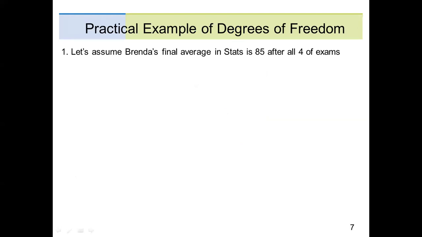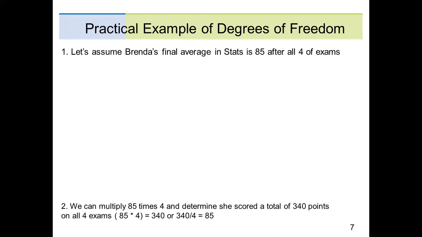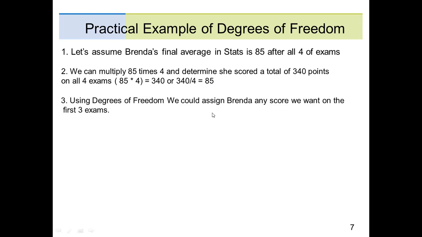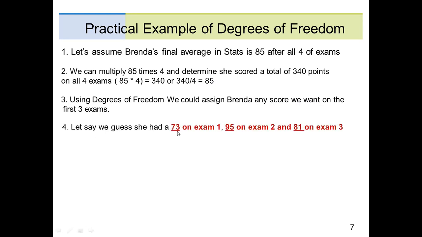Here's an example. Let's assume Brenda's final average in stats is 85 after 4 exams. If we take 85 times 4, we know that Brenda scored 340 points. Using degrees of freedom, we could assign Brenda any score we want for the first 3 exams. For instance, let's say we guessed that she had a 73 on the first exam, a 95 on the second, and 81 on the third.